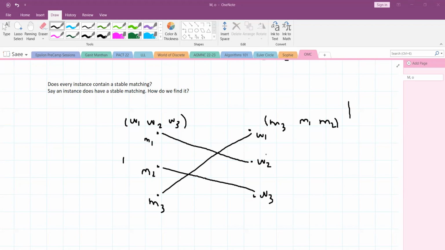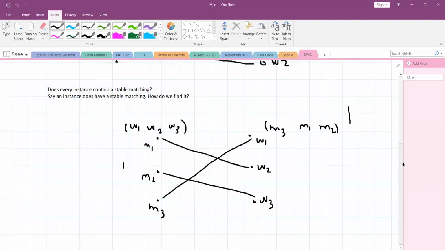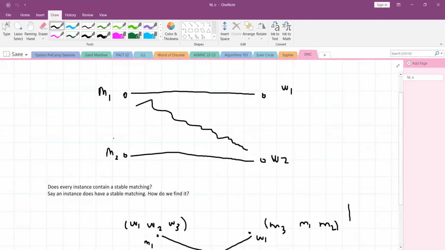Good question. So over here, an instability is just one man and one woman who are not paired currently. So what are you saying is an instability? M2 and W3. Okay, no. M2 and W3 are currently paired, so that is not an instability. An instability would be maybe M2 and W1. Ideally, they should be paired. So let me repeat the definition of instability. This was an excellent question.